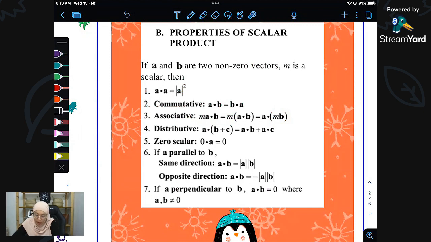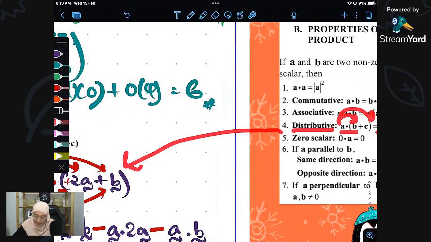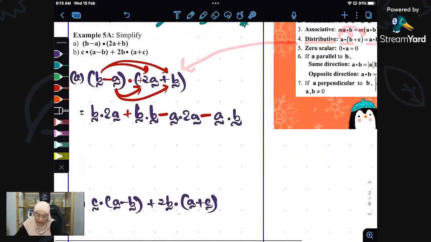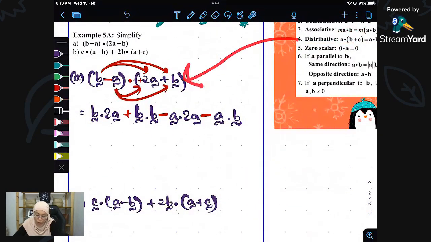Okay. So now the fourth one is distributive. Distributive is A dot (B plus C) in the bracket, but it can be made like this after we multiply it in. So A dot B plus A dot C. This is what we're trying to do here. This is what we did just now. We are trying to use the distributive property.